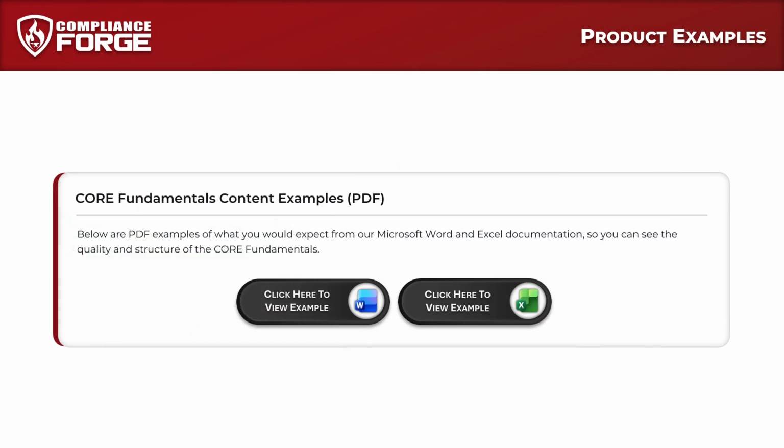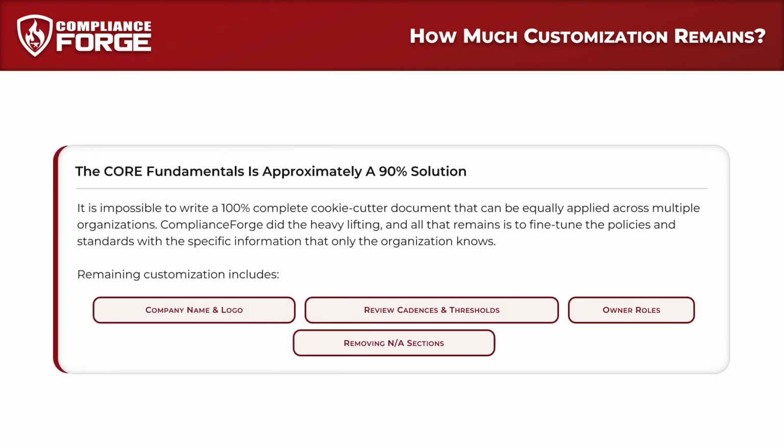PDF examples of both the policies and standards document and the crosswalk mapping are available on the product page, so you can see the quality and structure before you buy. So how much work is left for you? ComplianceForge aims for approximately a 90% solution because it is impossible to write a 100% cookie-cutter document that can be equally applied across every organization.